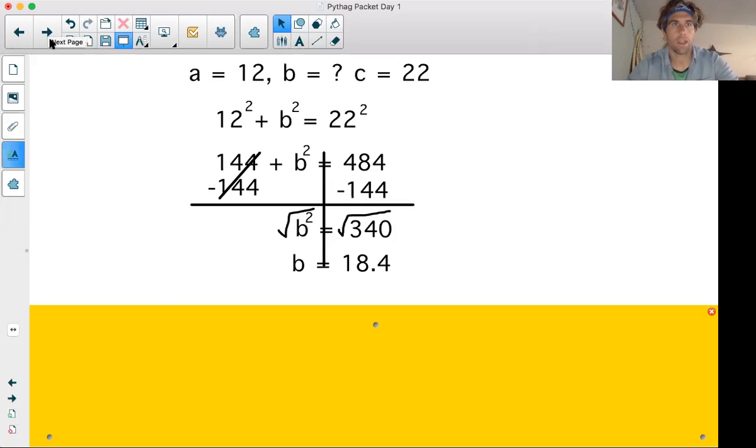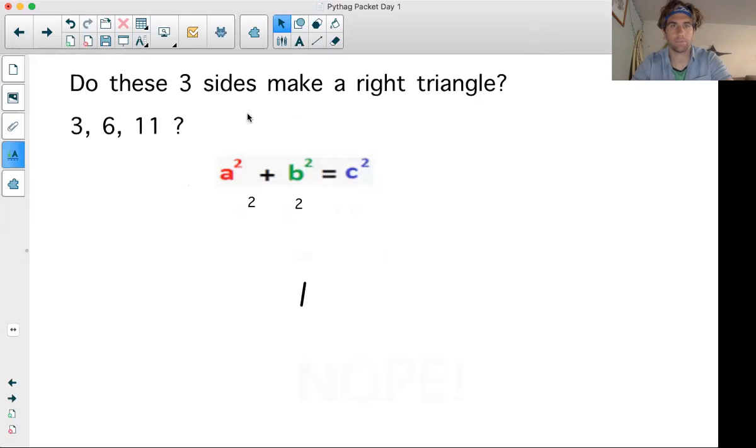Okay. Last question I'm going to do for you guys today is, what if I gave you all three sides and I said to you, do these three sides make a right triangle? Now let's see. Do these three sides make a right triangle? 3, 6, 11. Maybe, maybe not. Now you got to say to yourself, 3, 6, and 11. What's A and B and what is C?